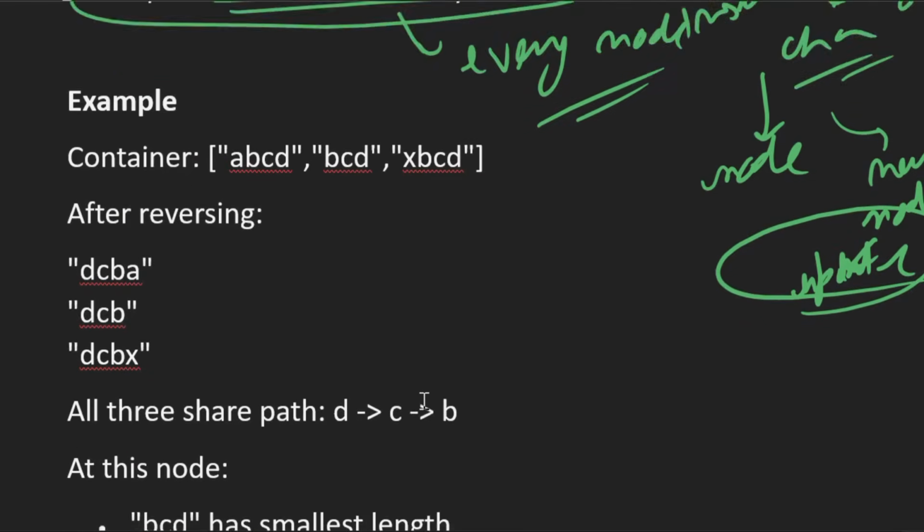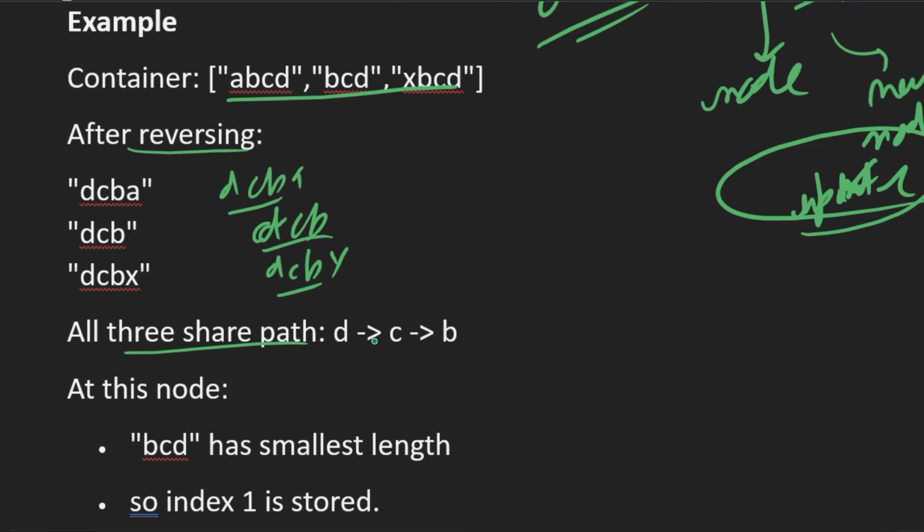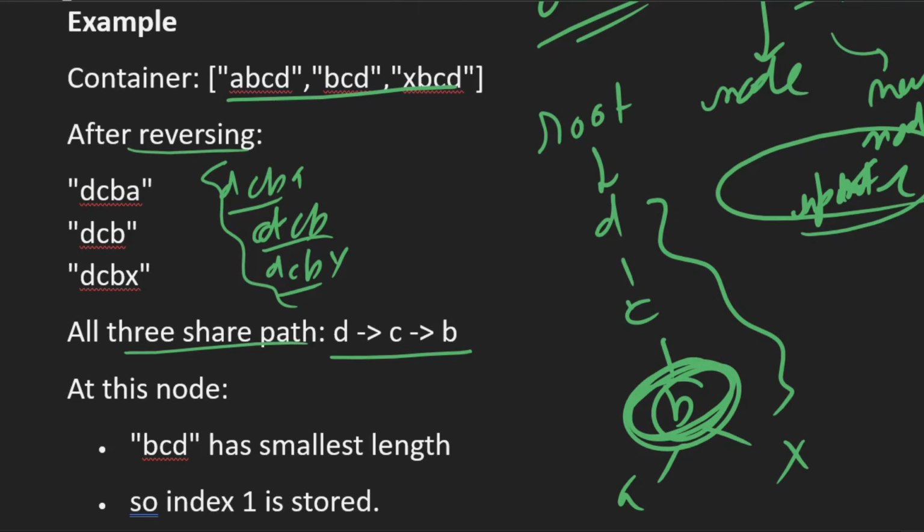So let's see an example. Suppose we have these three strings in the container, right? After reversing, we will get dcba, we will get dcb, and we will get dcbx. So if we see dcb, all three will share the same path: root to d, then to c, then to b, then a, and then x. So if we see at this node, all three will share the same path.